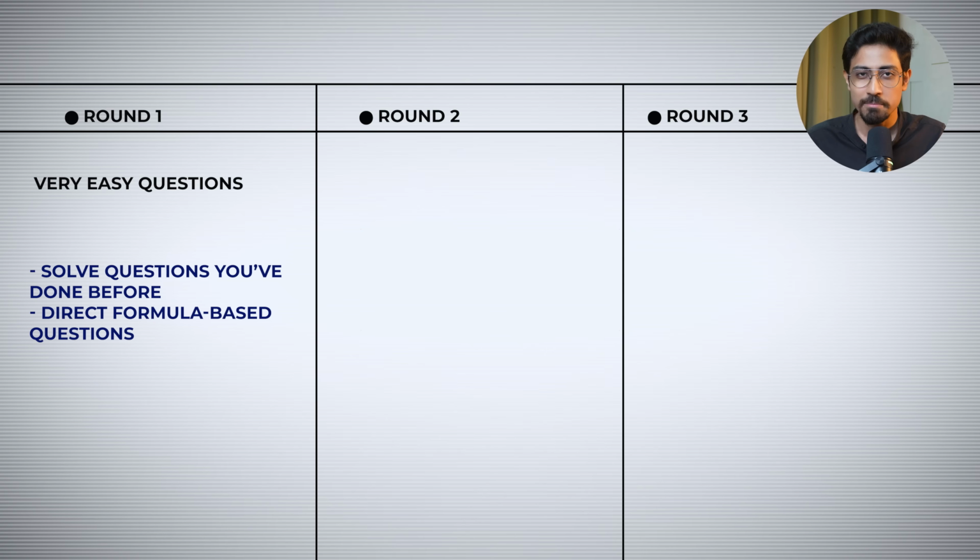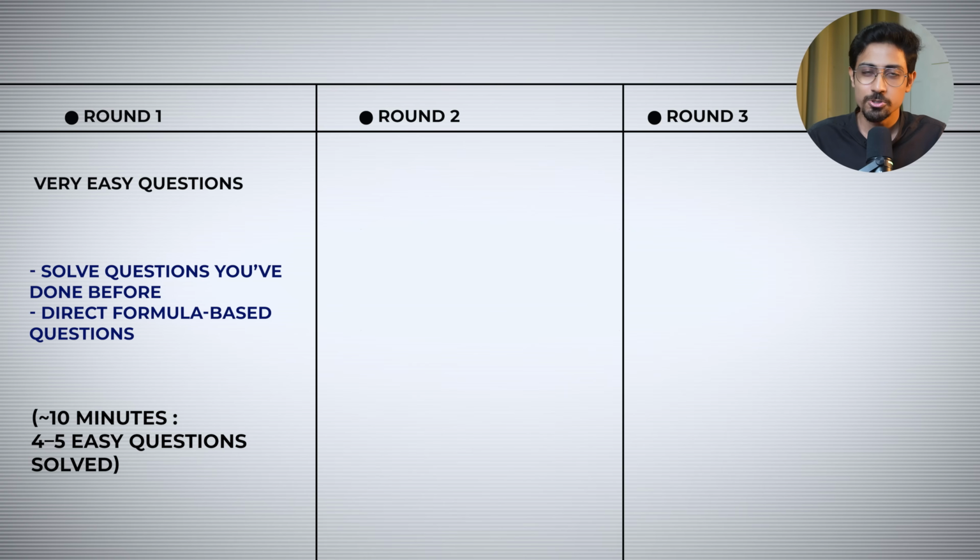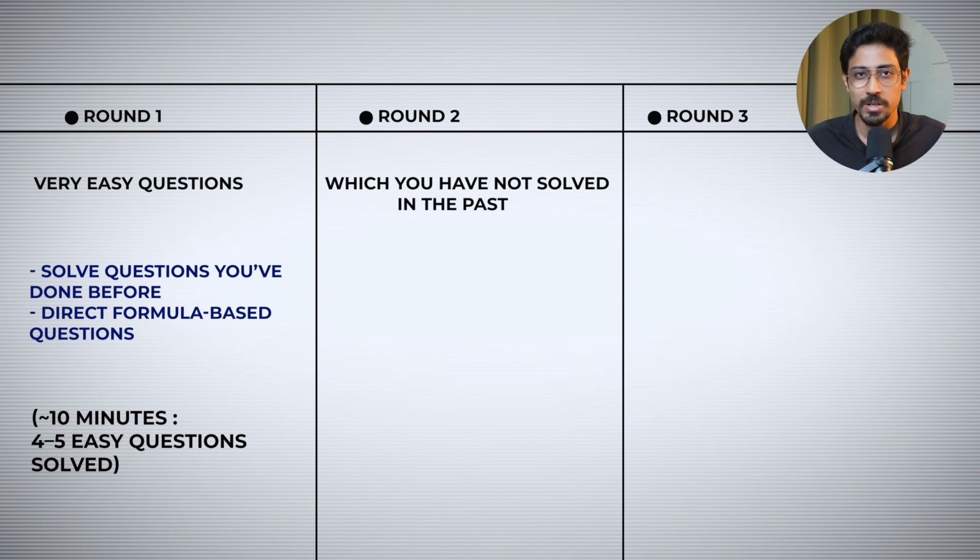If you're well prepared, then probably in the first 10 minutes you should be able to solve at least 4 or 5 very easy questions. After that you will go to round 2, that is questions which you have not solved in the past. So what you have done in round 1 is you have ensured at least some kind of a minimum percentile, that you know that you're not skipping any of the very easy questions.